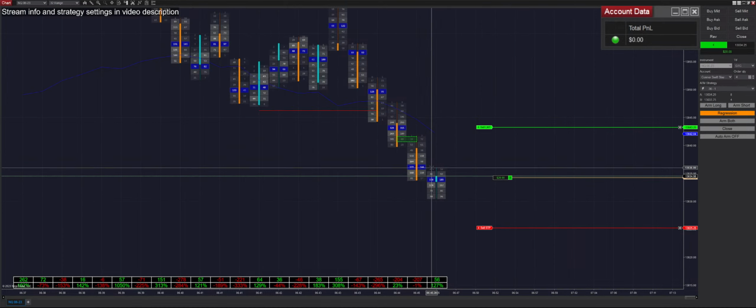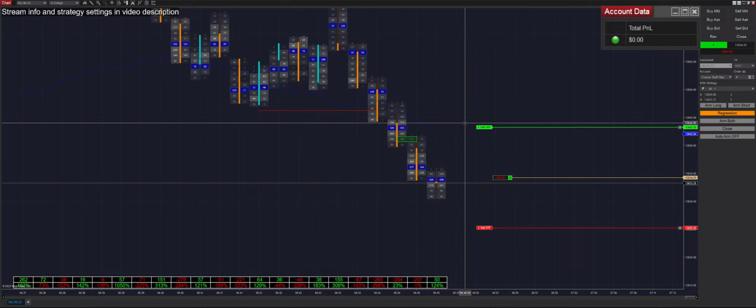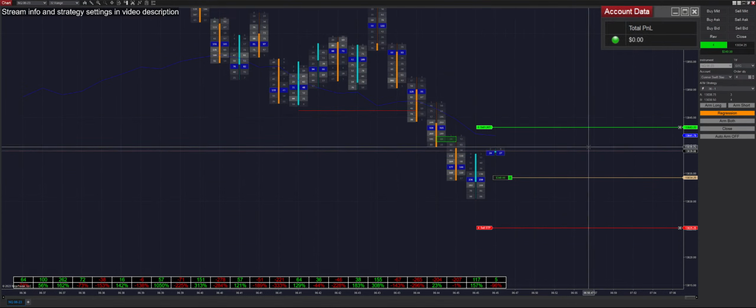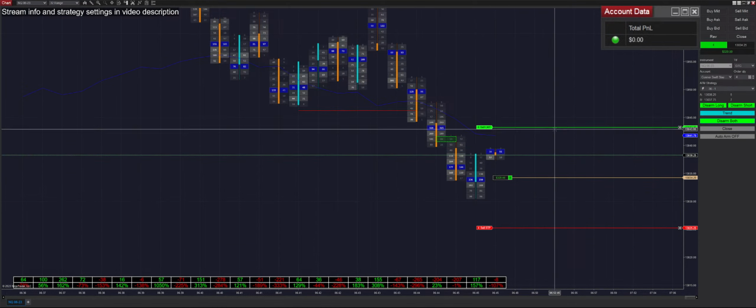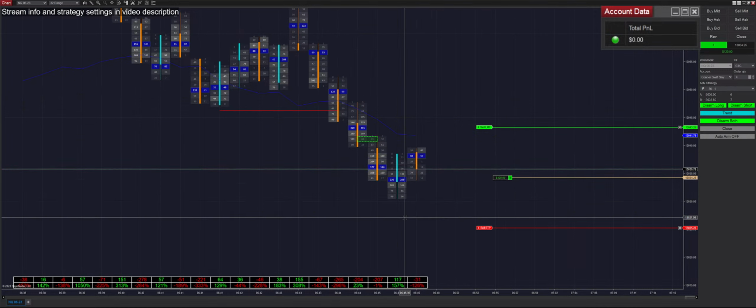So here, once again, see how we're looking for ladder type movement. If we get stopped out down here, we leave it in regression. And if we get a fill here, we put it back into trend mode.